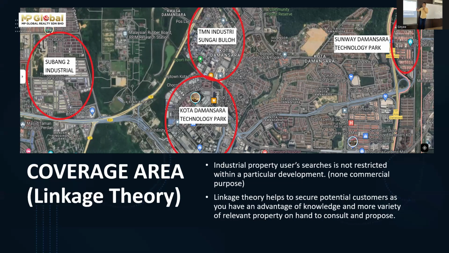So a lot of agents, when they focus on one particular development district, face one very big challenge. Whenever a buyer or client calls me looking for something, if I do not have anything that suits them, there goes the client, gone. Because we need to be professional enough.